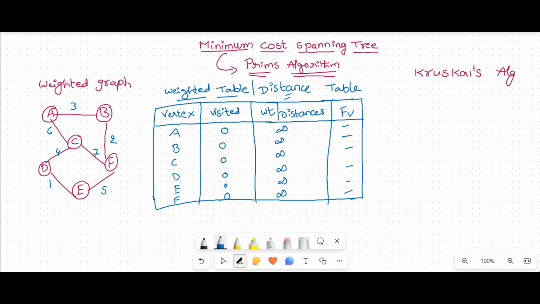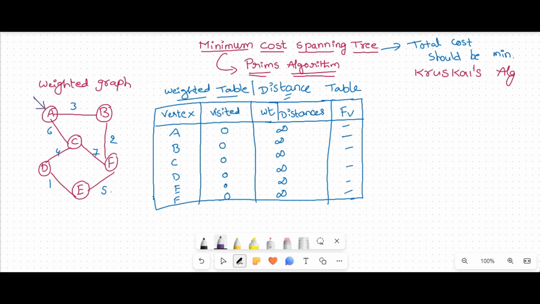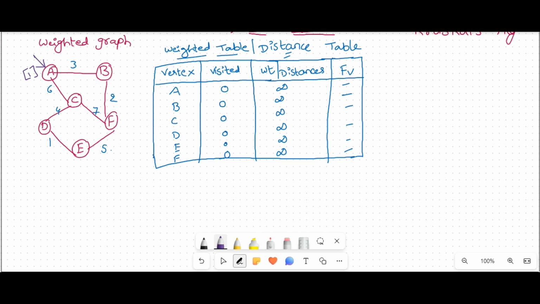Now, what is a minimum cost spanning tree? The total cost should be minimum. Now, start from any vertex. For example, I am starting from the vertex A, so make that vertex visited. Now, from here we will represent another table. This is step 1 and this is step 2.